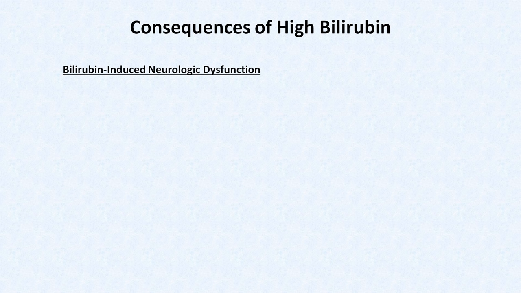What are the consequences of a high bilirubin? It's really only dangerous during infancy, during which it can lead to a spectrum of disease called bilirubin-induced neurologic dysfunction. This occurs in neonates who have bilirubin levels greater than 20 mg per deciliter.